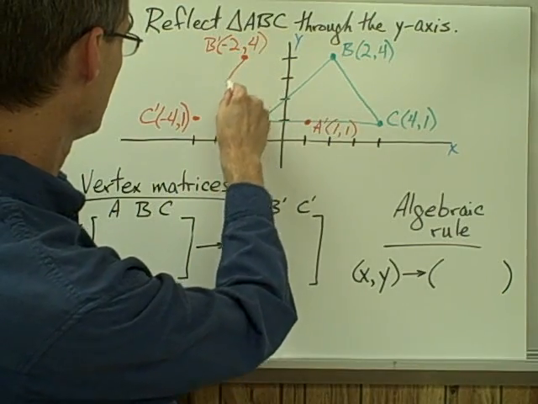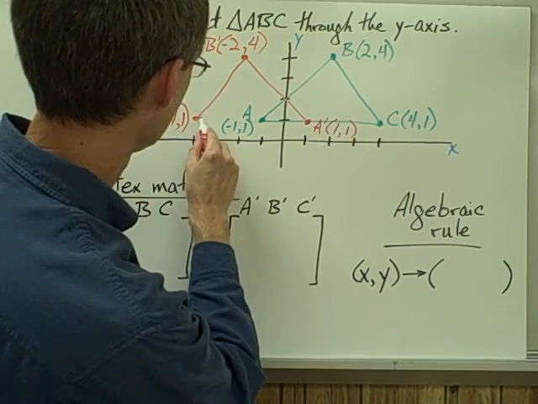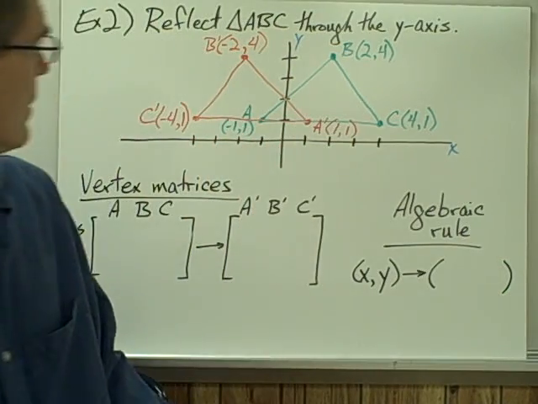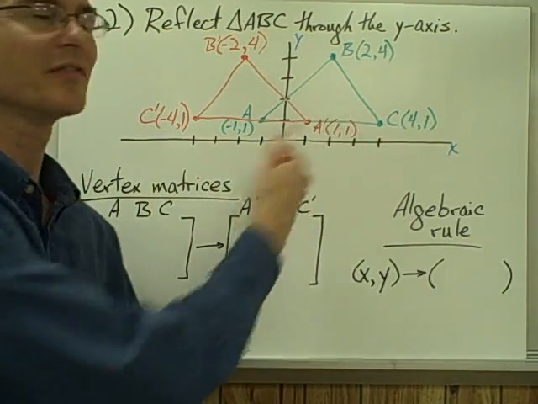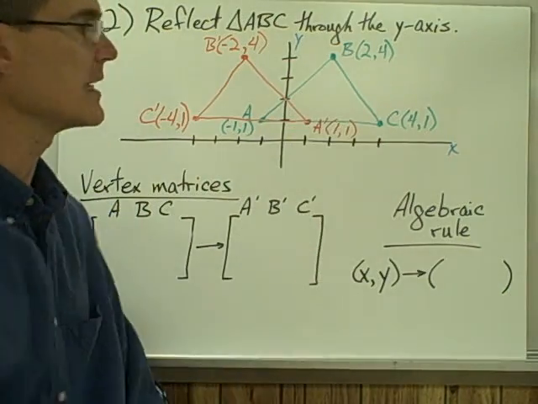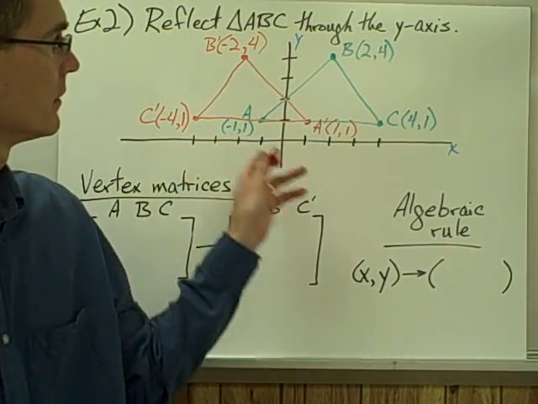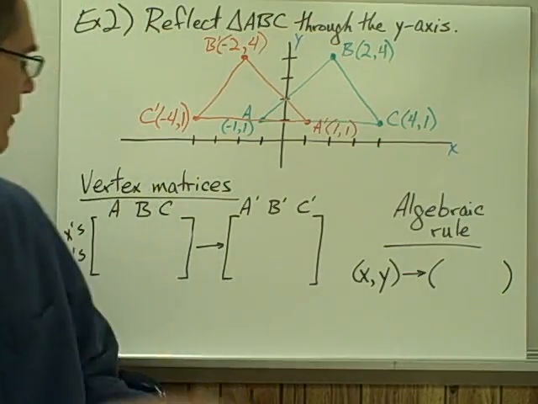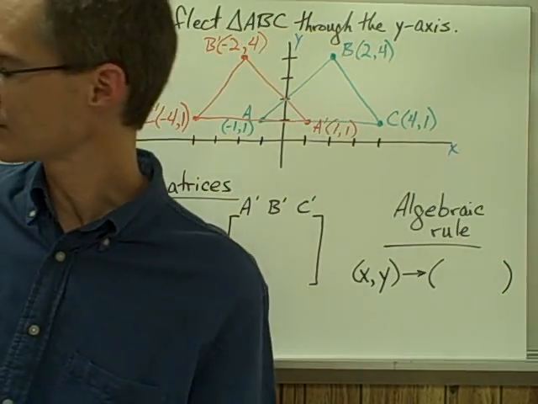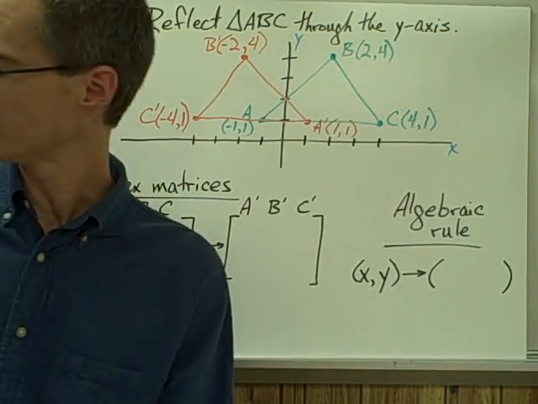So let's see. And now I have triangle A prime, B prime, C prime, which is a reflection of triangle ABC. Now that I have my graph, I've graphed my image of my reflected triangle. Now I want to write my vertex matrices for this new triangle, for my given triangle and for my new triangle, just like I did before.